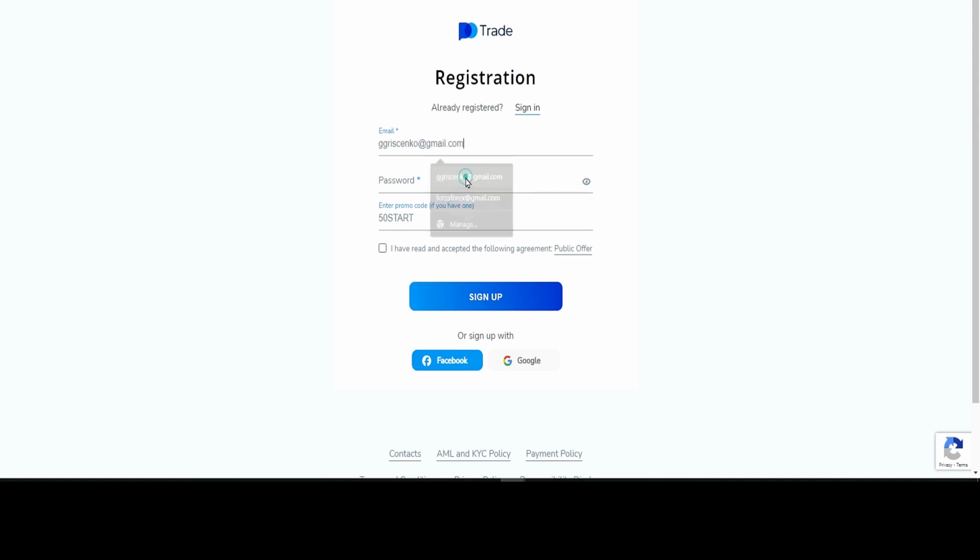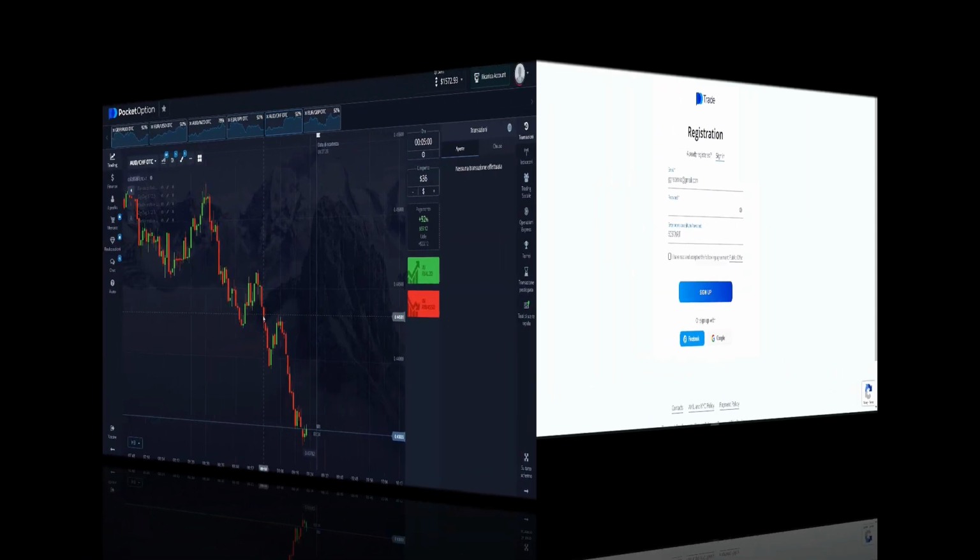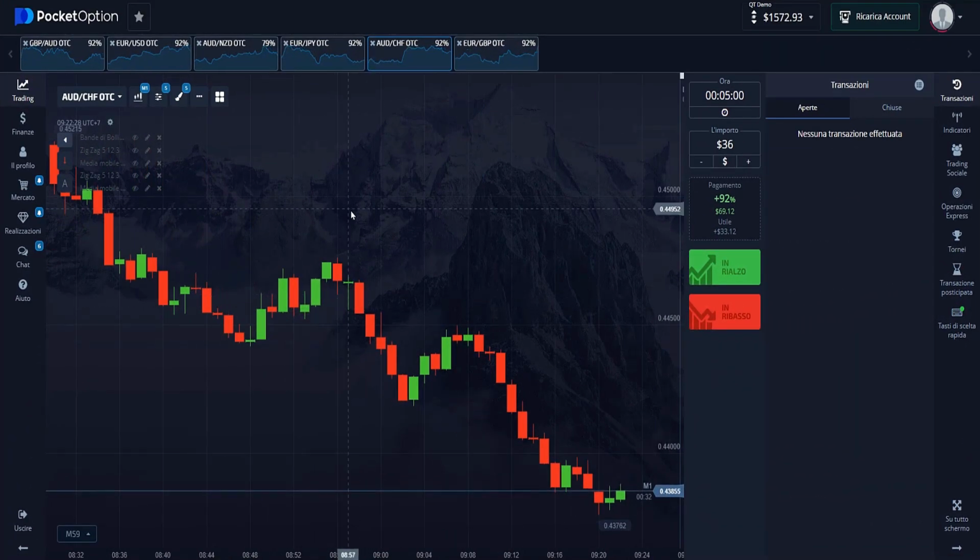How to prepare the pocketoption.com platform for binary option strategies. Access the pocketoption.com broker through the universal link or with your personal link already active. Enter your login details and access the demo platform.